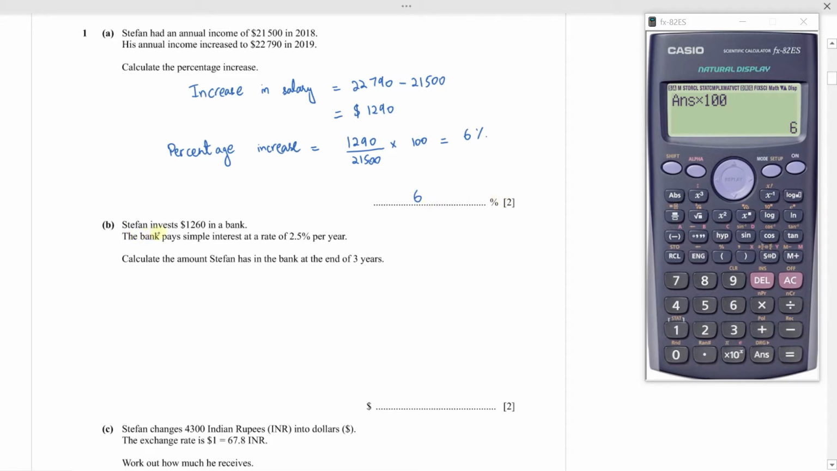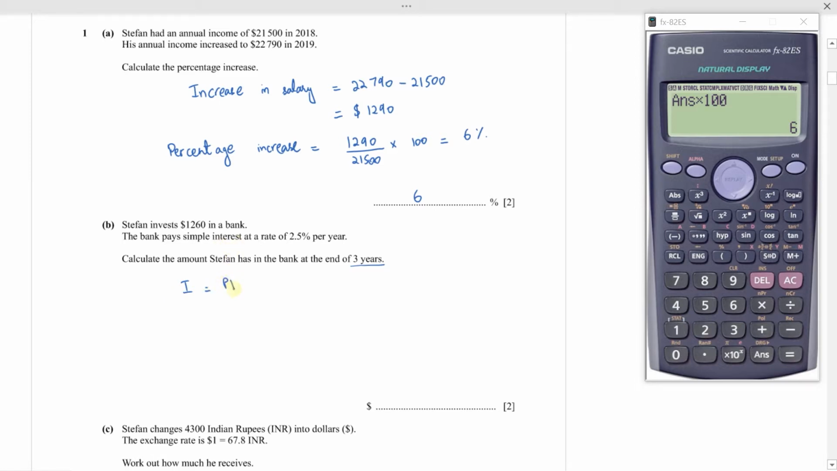Part B is Stefan invests $1,260 in a bank. The bank pays simple interest at a rate of 2.5% per year. Calculate the amount Stefan has in the bank at the end of 3 years. So since this is simple interest, we will first calculate the amount of interest he would earn in these 3 years.